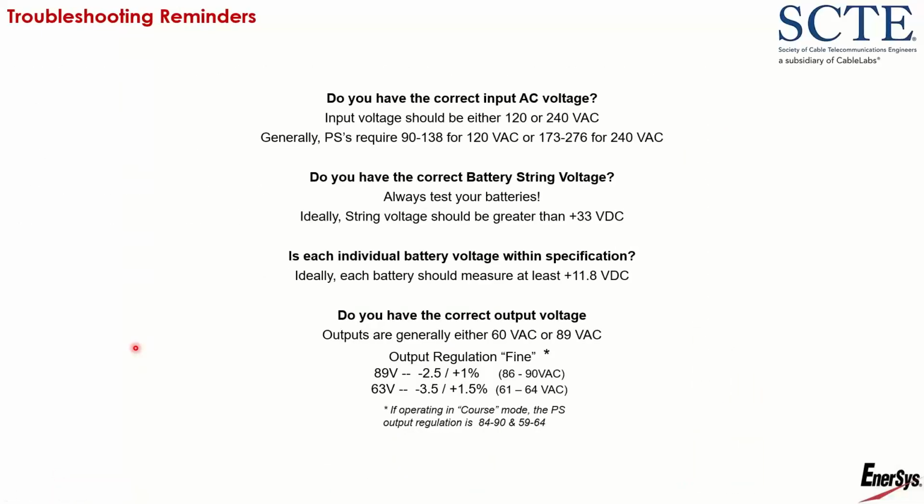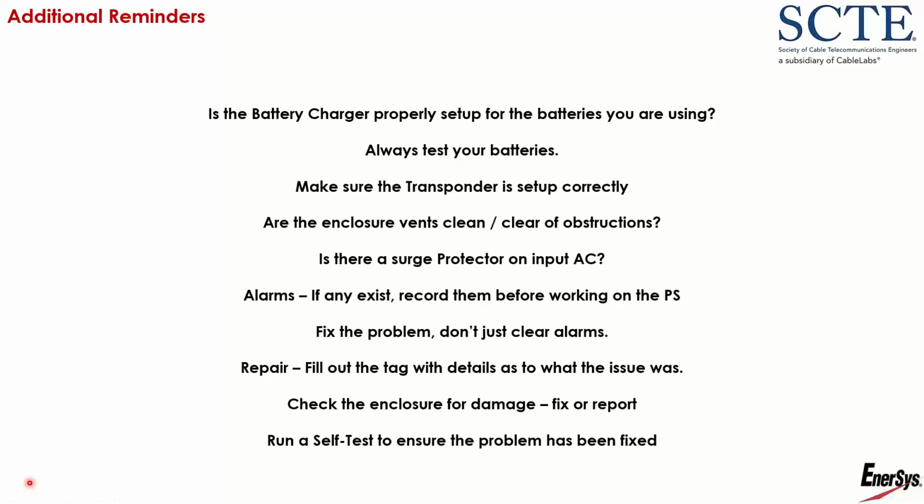Some troubleshooting reminders. Do you have the correct AC input voltage? So, before you maybe call for help, check to make sure you have the right input. Do you have the correct string voltage? Again, test your batteries, test your batteries, test your batteries. Do you have the correct individual voltages on the batteries? And is your output voltage correct? So, we say 89 volts, but actually if the power supply is running in what's called coarse mode, it could be as low as 84 volts if it's in the 90 volt range. So check that stuff out on your power supplies when you're troubleshooting them.